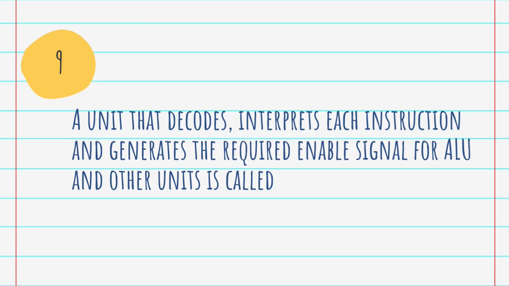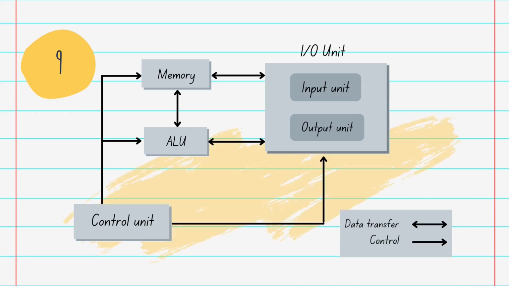Question number 9. A unit that decodes, interprets each instruction and generates the required enable signal for ALU and other units is called. Answer is control unit. The control unit is a component of a computer's central processing unit that directs the operation of the processor. A control unit typically uses a binary decoder to convert coded instructions into timing and control signals that direct the operation of the other units such as memory, arithmetic logic unit, and input and output devices.